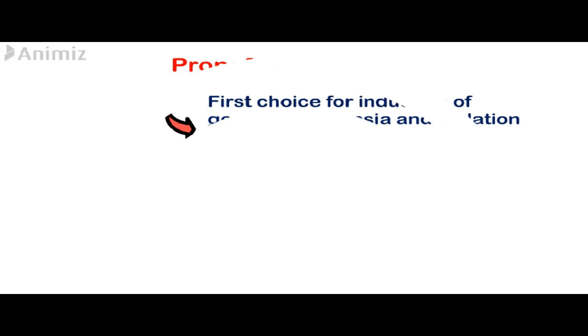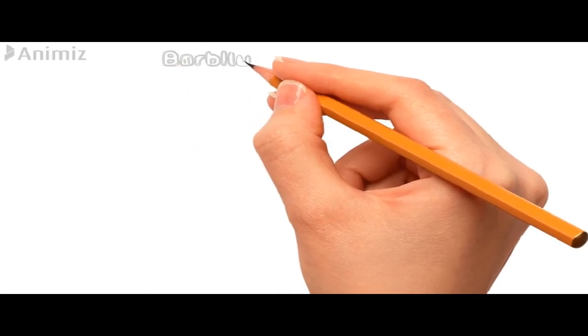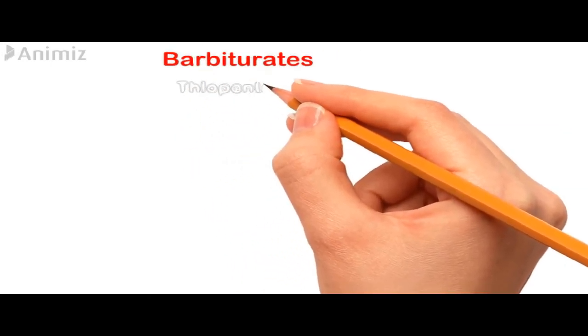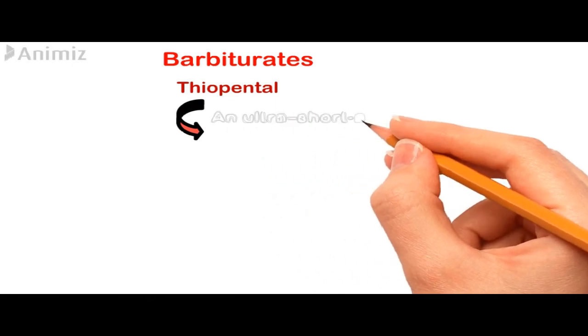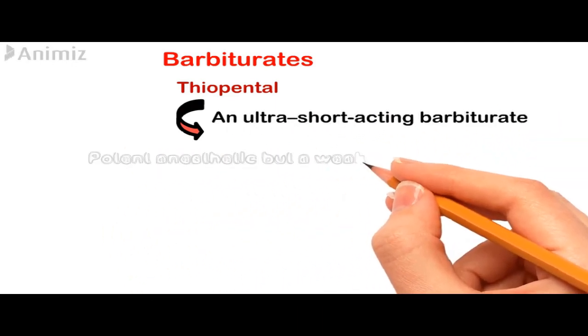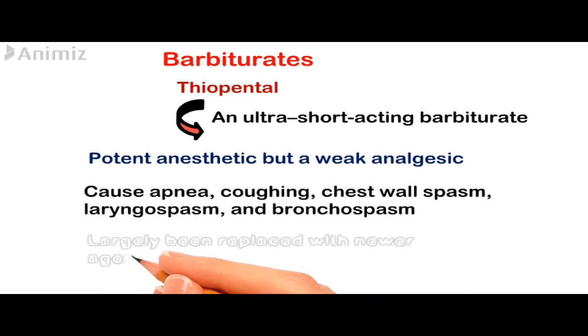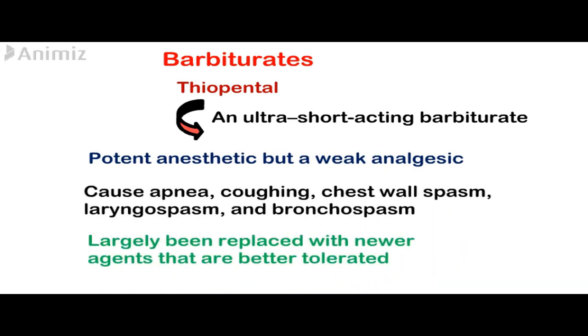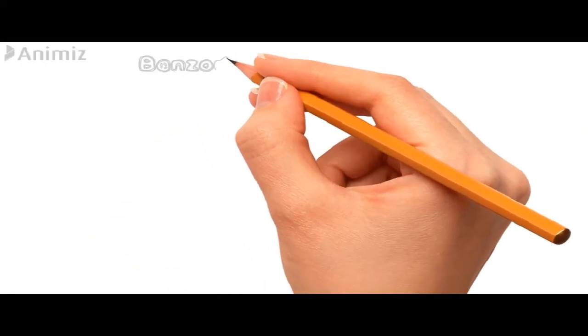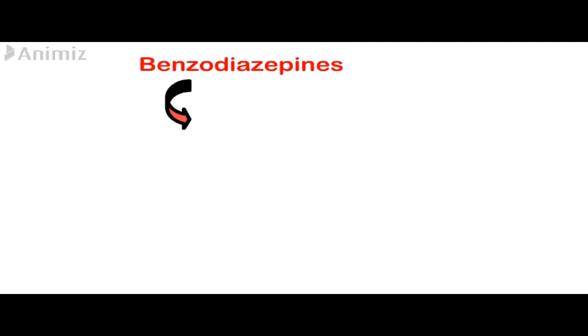An example of barbiturates is thiopental, which is an ultra short-acting barbiturate with high lipid solubility, and it is a potent anesthetic but very weak analgesic. Because it had side effects like apnea, coughing, chest wall spasm, laryngospasm, and bronchospasm, it has been largely replaced with new agents which are better tolerated like propofol, and it is no longer available in many countries including the US.